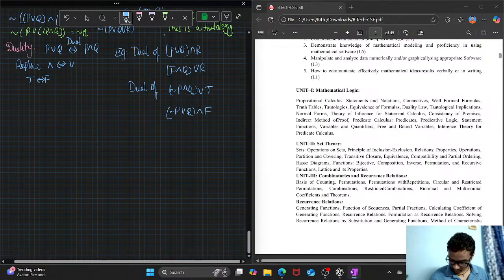Yeah, we got tautological implications. Equivalence means there should be a bi-implication, and tautological implication means the statement formula X is said to be tautologically implying a statement formula Y if and only if X implies Y is a tautology.